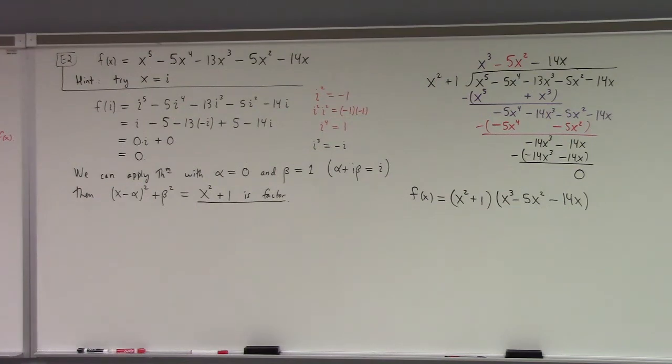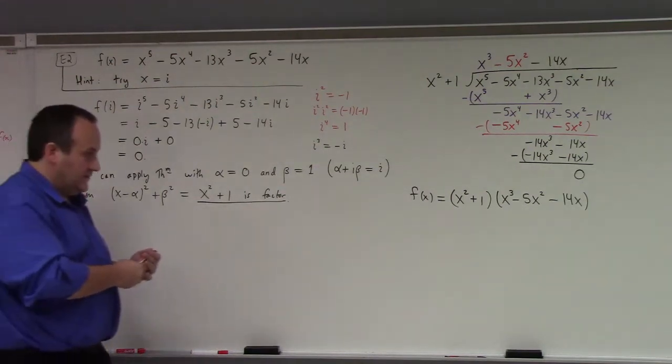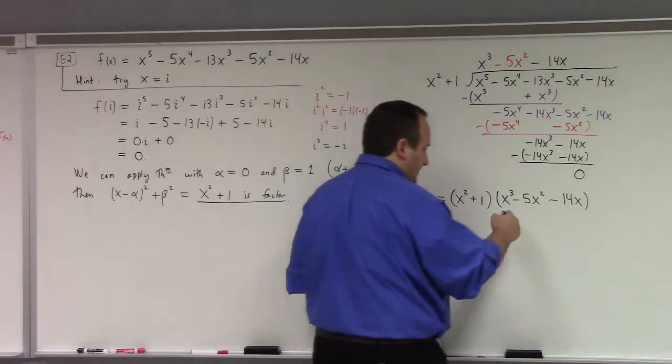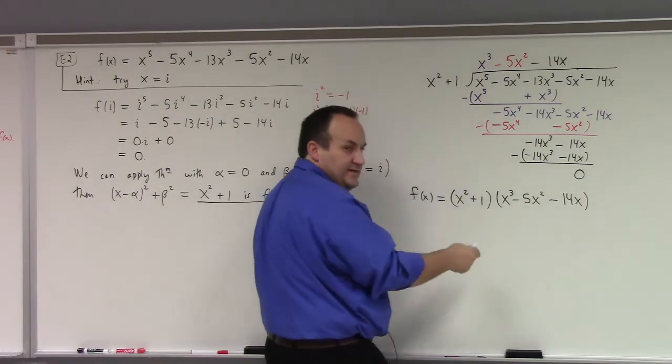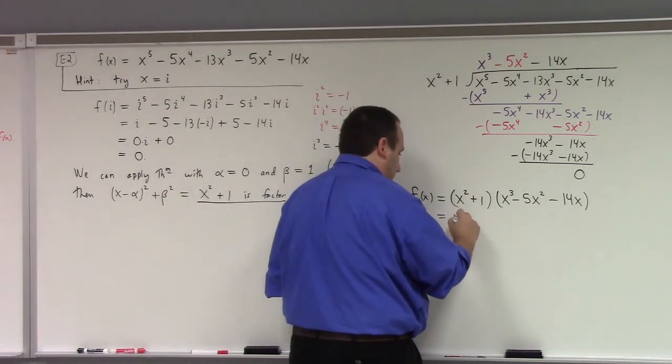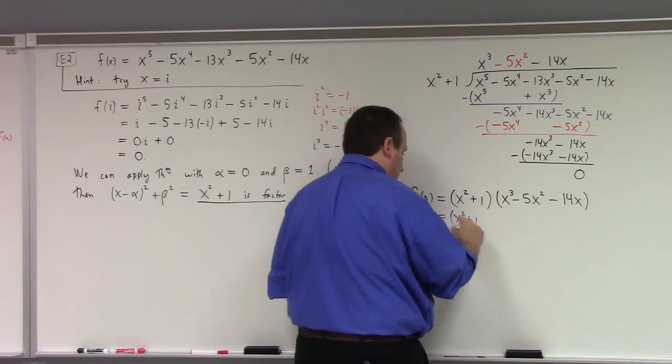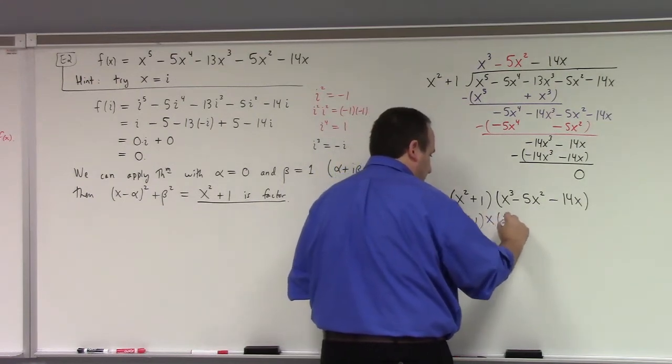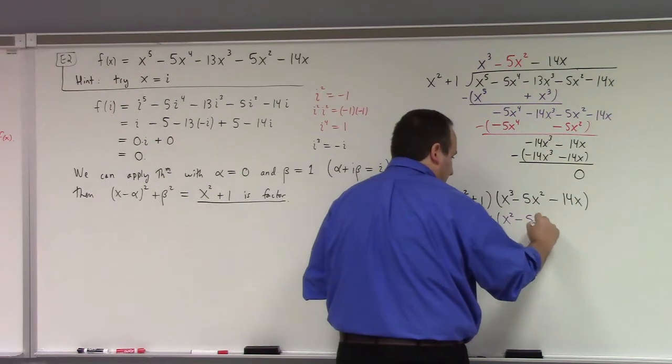Can we go further? Is this completely factored? I mean, x squared plus 1 is prime. We can't break that down without complex numbers, right? Can you guys factor this right here? Does this factor? Surely we can pull an x out, right? I'll pull it out front. So we've got x squared plus 1 times x squared minus 5x minus 14.